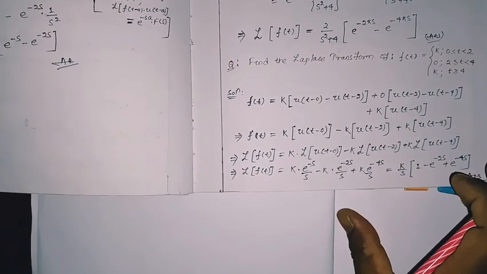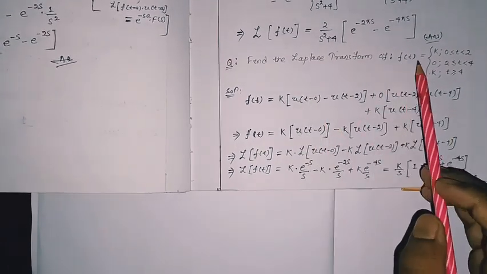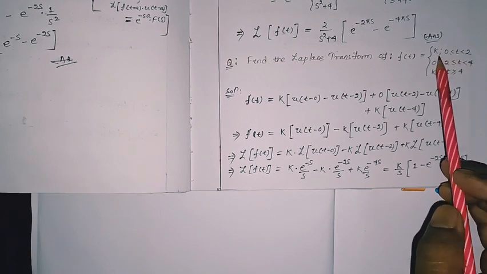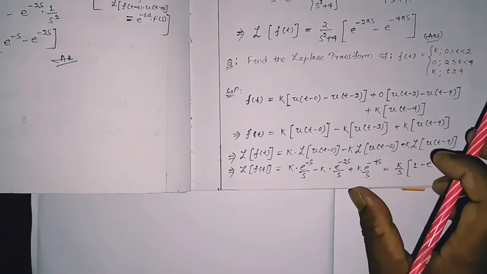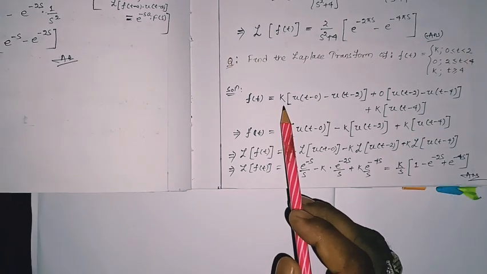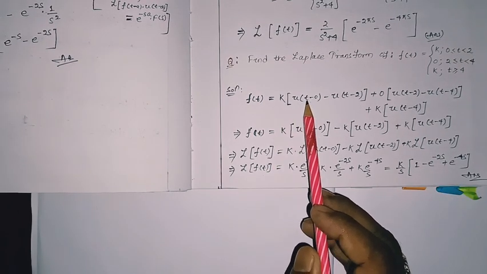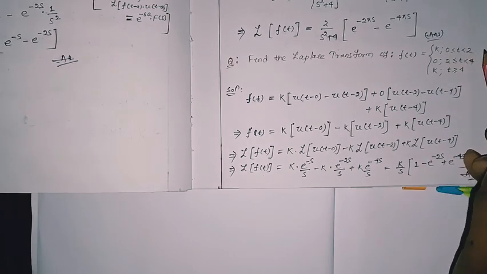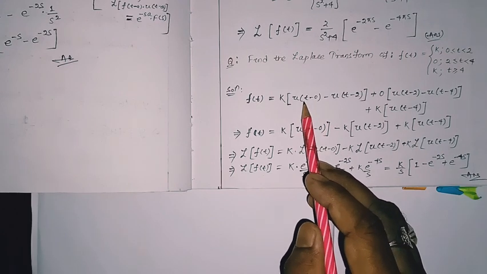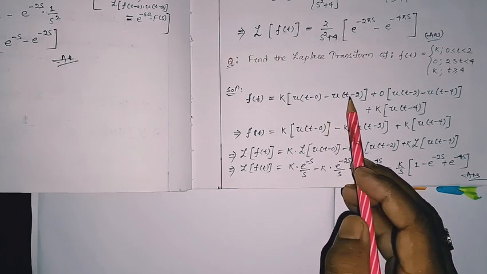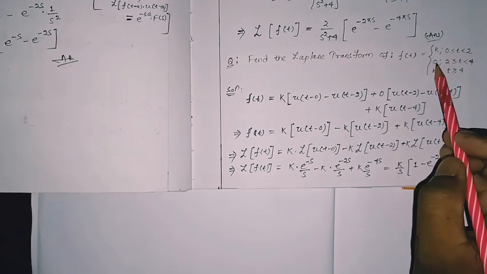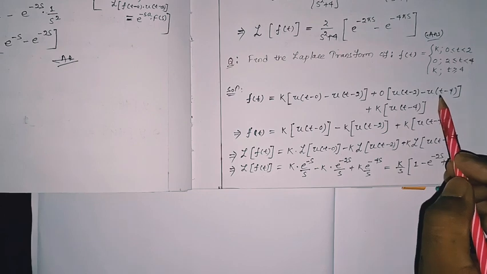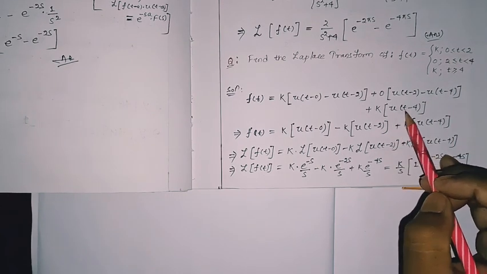So as per the given question, f(t) will be equal to k in between 0 to 2. For this one, it can be written as k into u(t minus 0), because 0 will be considered as a, and 2 will be considered as b. So u(t minus a) means u(t minus 0) minus u(t minus 2). Then plus 0, this is the 0 value, 0 in between 2 to 4, u(t minus 2) minus u(t minus 4). Then k into u(t minus 4).